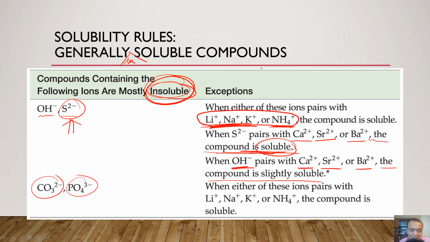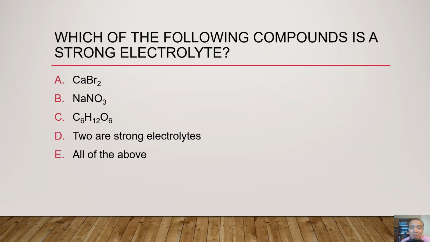When an ionic compound contains carbonates or phosphates, they are usually insoluble. But the exception is the same as what we talked about: if it's combined with a cation that is group 1A. If you look at group 1A in your periodic table, you do see these elements. Or you have ammonium ion, then the compound is soluble. Okay, let's work on a few practice examples to solidify what we just learned about solubility.